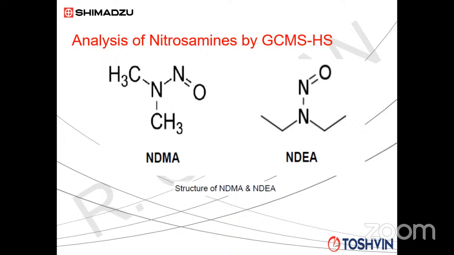There are about 6 or 7 different nitrosamines which are identified, and they can be quantified by GCMS-MS or even LCMS-MS. Okay. So I'm just showing 2 examples, NDMA and NDEA, N-nitroso dimethylamine and N-nitroso diethylamine. And we have also optimized a method for the separation of all the 6 different nitrosamines by GCMS. So that method is also available with us.